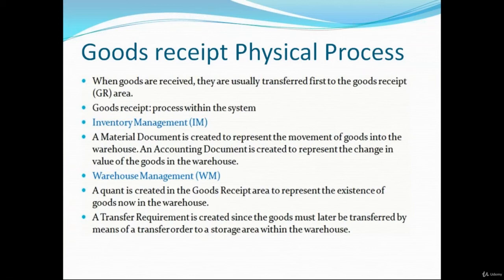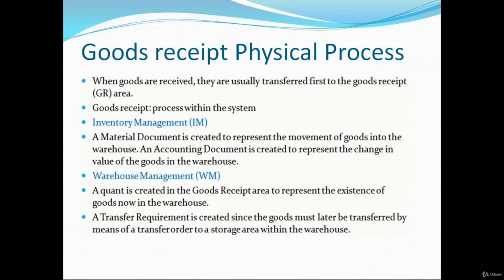Goods receipt process is done within the system. Then on the IM side, a material document is created to represent the movement of goods into the warehouse. An accounting document is created to represent the change in the value of goods in the warehouse. So whenever we are doing any IM posting, a subsequent FI posting also happens.